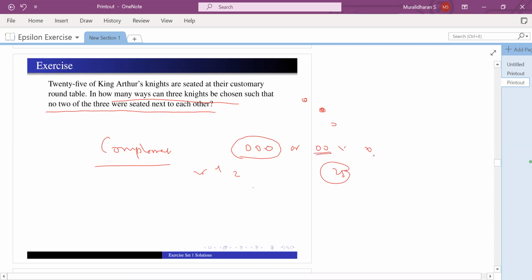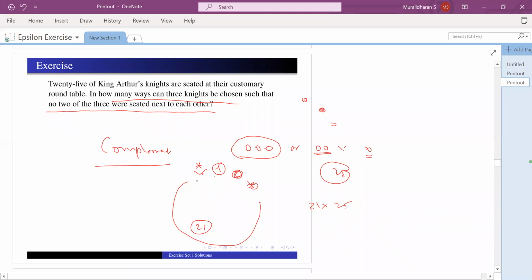2 of them are seated next to each other, the remaining is not. These 2 can be chosen, and then this cannot be chosen, and this cannot be chosen. So there are remaining 21 are there. So similarly, if I choose 2 and 3, I have another 21, so it will be 21 into 25.